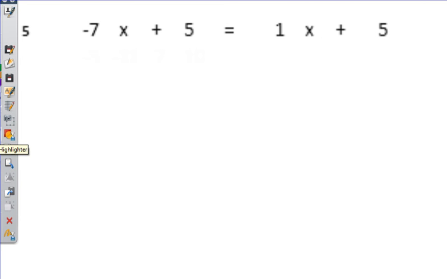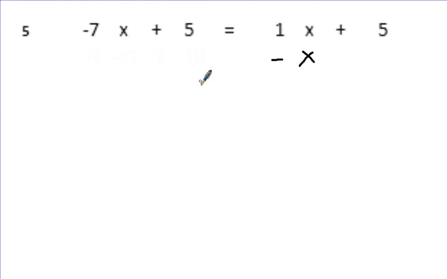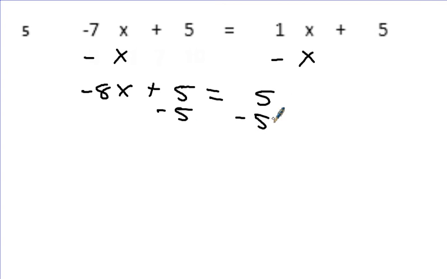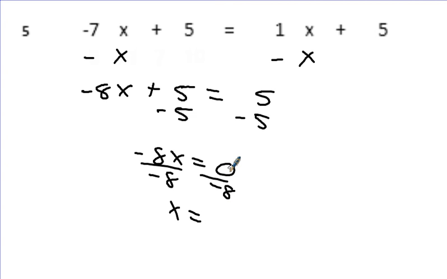And lastly, on the right, we now have a 1x, a positive x. So I'm going to subtract x. This is going to make negative 8x plus 5 equals 5. So what do we do now? Subtract 5. This makes negative 8x equals 0. Next, divide by negative 8. And we know that 0 divided by anything is 0. So here, x equals 0. Not surprising. Okay?